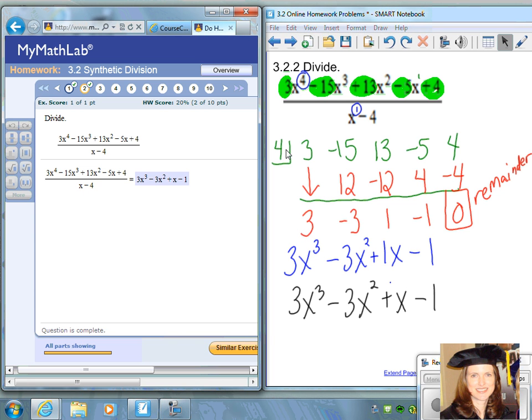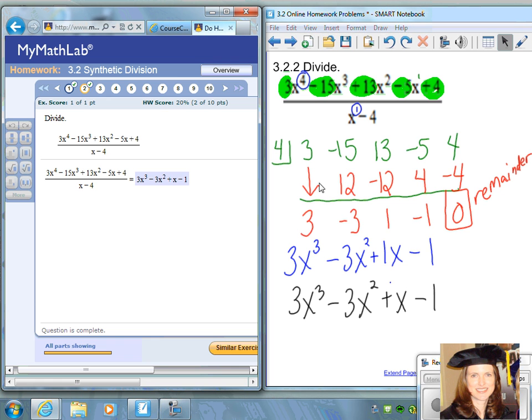Thing to remember here is the number in the box. With the x minus 4, you put a positive 4 in the box. You write the coefficients next to it. You always bring down the first term. You multiply everything below the line by the number in the box. So bring down the 3.